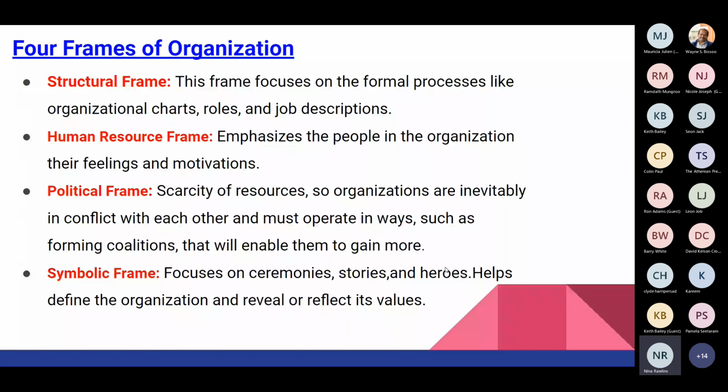Next slide. Thank you. Then we have the four frames of the organization, and this is from the perspective of Bolman and Deal, 2003. They identified these four frames as a structural frame. This frame focuses on the formal processes like the organizational charts, the roles, and job descriptions.